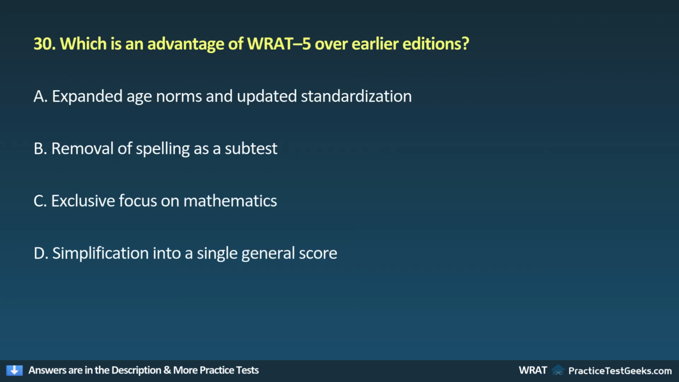30. Which is an advantage of WRAT 5 over earlier editions? A. Expanded age norms and updated standardization. B. Removal of spelling as a subtest. C. Exclusive focus on mathematics. D. Simplification into a single general score.